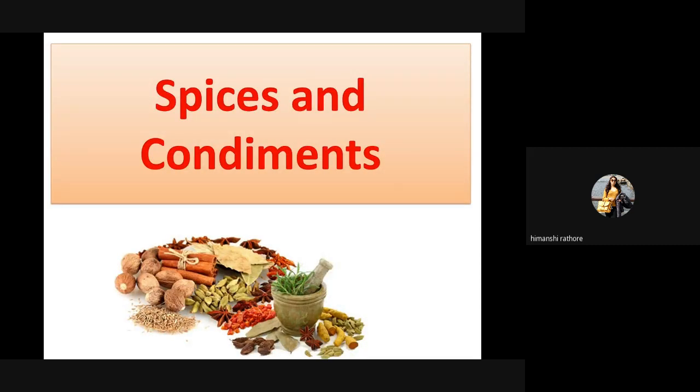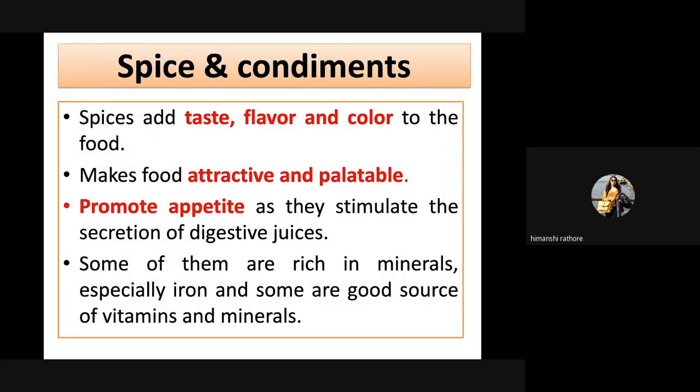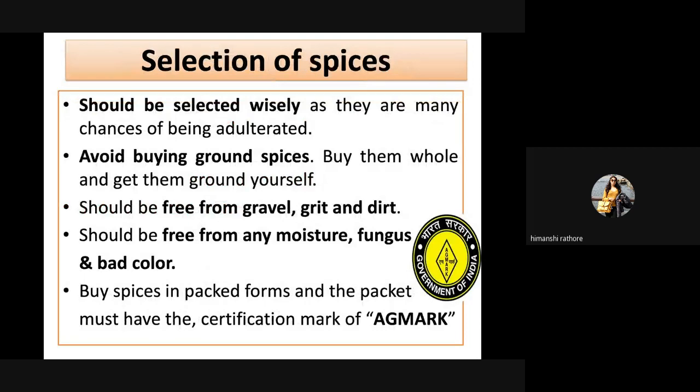We talked about spices and condiments, and what spices we are eating, and apart from adding attractive color to your plate, they also give you certain nutrients. Then what points you have to keep in mind while selecting spices: you have to see that there is no adulteration in them. So it is always advisable to buy whole spices, and there has to be a certification mark on the packet, like the Agmark, which is the certification mark in India that we see while purchasing any kind of spice and condiments.